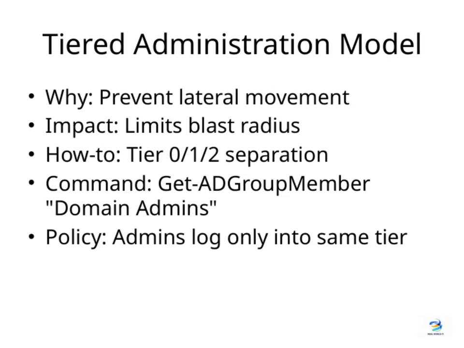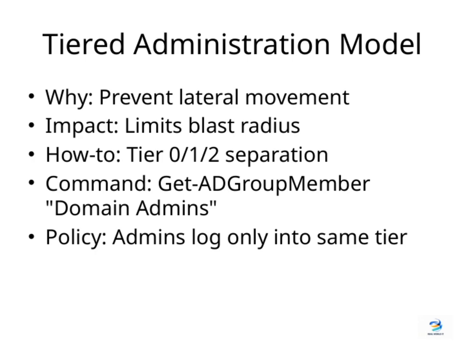Preventing lateral movement within the network is critical. If an attacker gains access to one part of your environment, limiting their ability to move sideways helps contain any potential damage. The impact of implementing these controls is significant. By doing so, we effectively limit the blast radius. This means even if an attacker compromises a lower-tier account, their ability to escalate privileges or access sensitive systems is greatly reduced. Now, how do we achieve this?